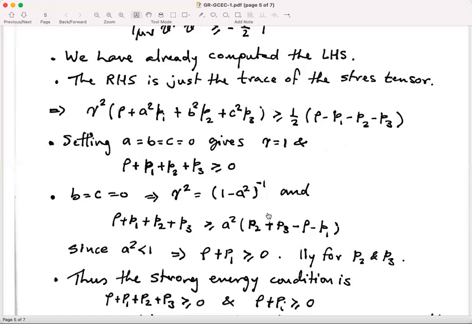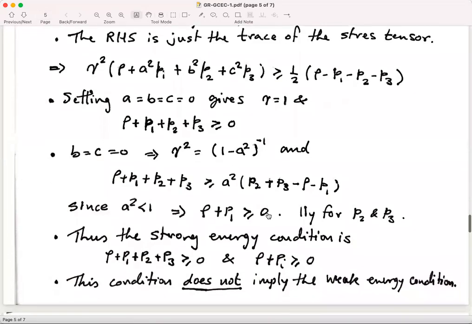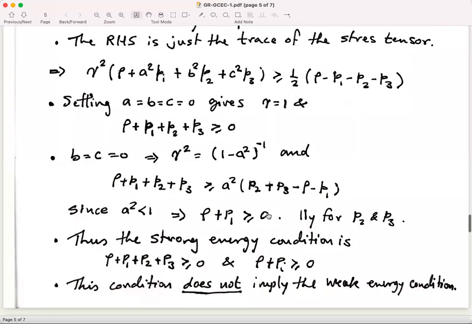Okay. Now, one important thing about the strong energy condition is that it does not imply the weak energy condition. Simply because the strong energy condition has rho plus p1 plus p2 plus p3 greater than or equal to zero. And you can immediately reject that: you could have rho negative, and you could still satisfy this condition. So the weak energy condition that we had derived does not immediately follow from the strong energy condition.